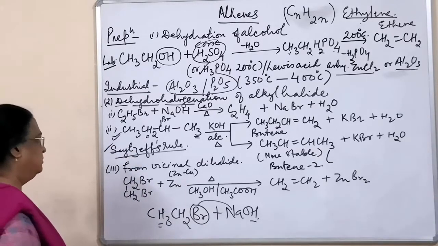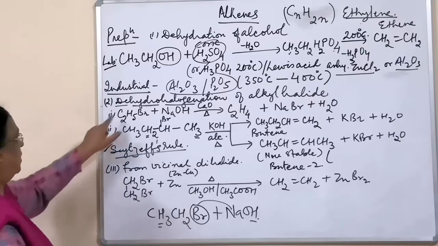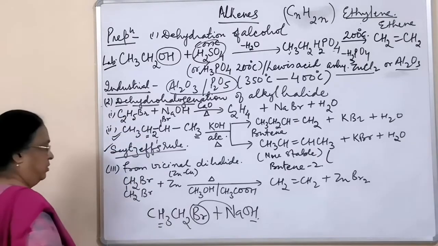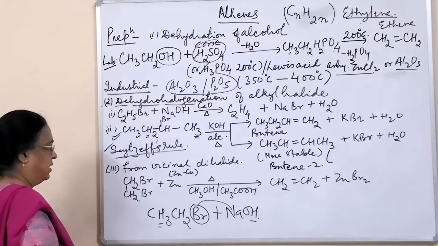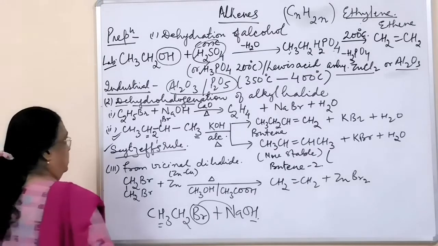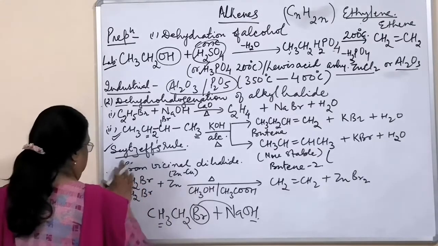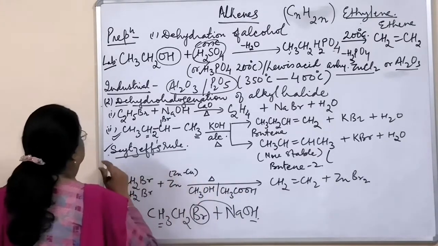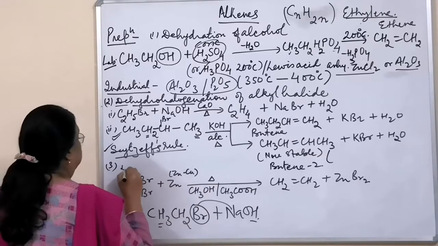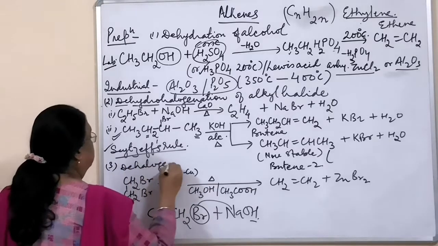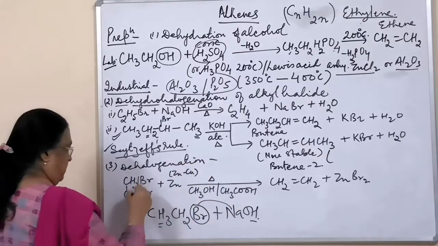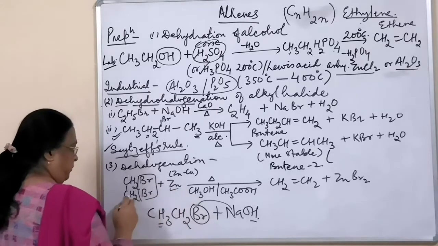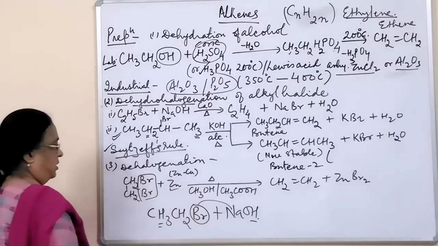And that you have to do. Then the third method is from dehydrohalogenation, when halogen and hydrogen both will be out. Actually, this should have been dehalogenation instead of dehydrohalogenation. You can take this as the third method, that is dehalogenation. So in dehalogenation, ZnBr2 is out and CH2 double bond CH2.